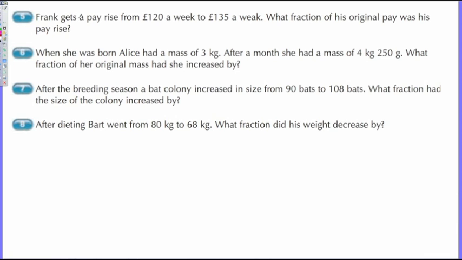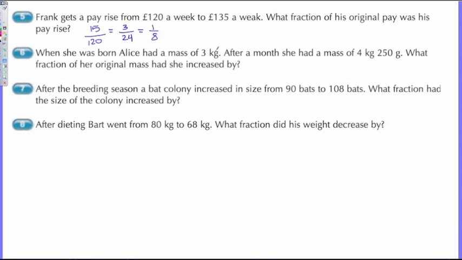So question 5, Frank gets a pay rise from £120 a week to £135 a week. What fraction of his original pay was his pay rise? So it's increased by £15. It's £15 out of his original pay, which was 120. So if we simplify that, they both go into 5 3 times, and then this one goes into 5 24 times. So his pay rise has increased by 1/8.